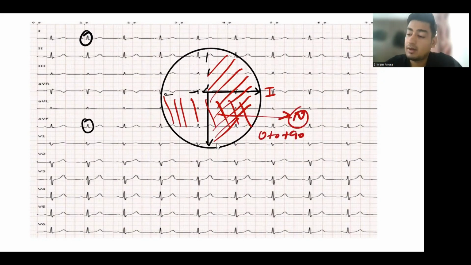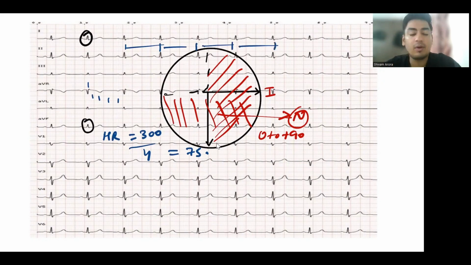Now, since we have already discussed how to find out the rate and rhythm of an ECG, from this ECG we can also calculate the rate. 1, 2, 3, 4. Almost 4 big squares are there. So heart rate is 300 by 4, which equals 75. As we can see, RR interval is same in all the complexes. So rhythm here is regular.